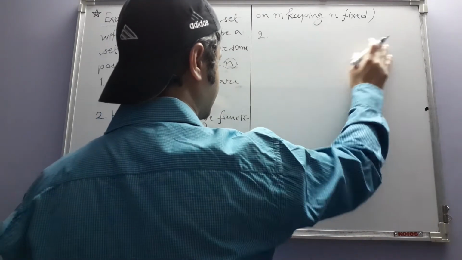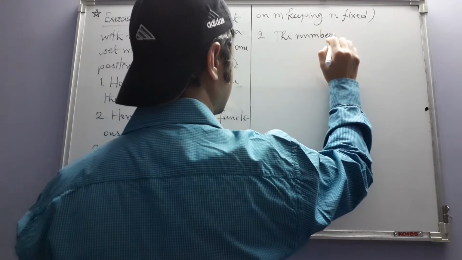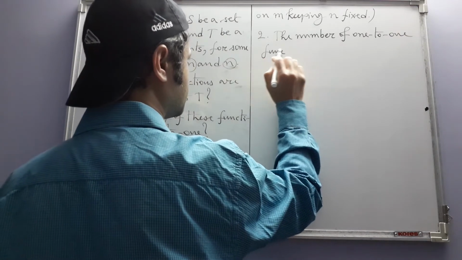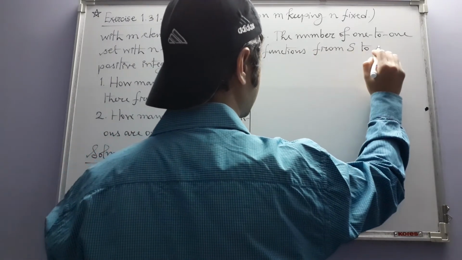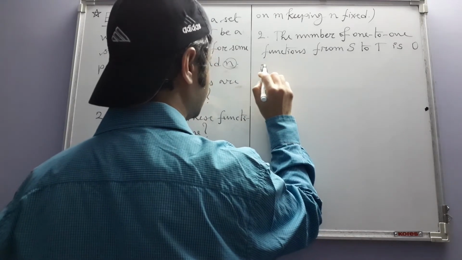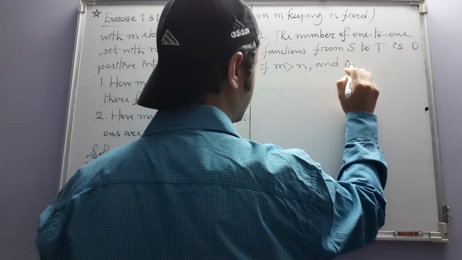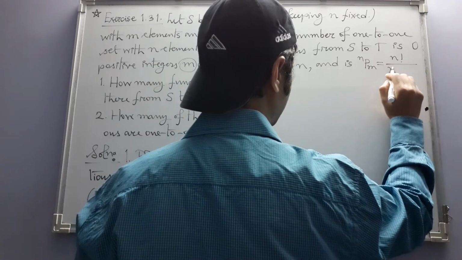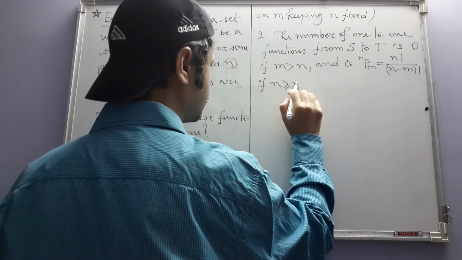We will just simply directly write the things. The number of one-to-one functions from S to T is, let's write the easier one first, 0 if m is greater than n, and nPm, which is n factorial divided by (n minus m) factorial, if n is greater than or equal to m.